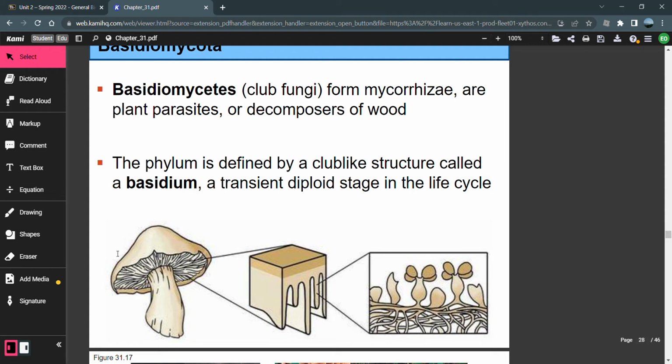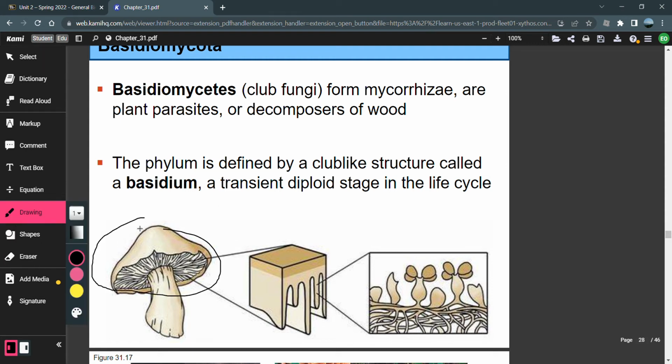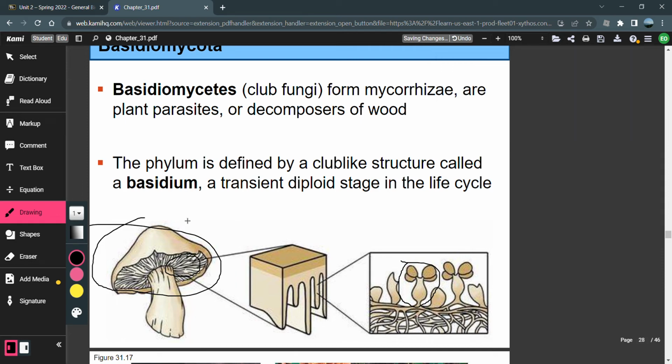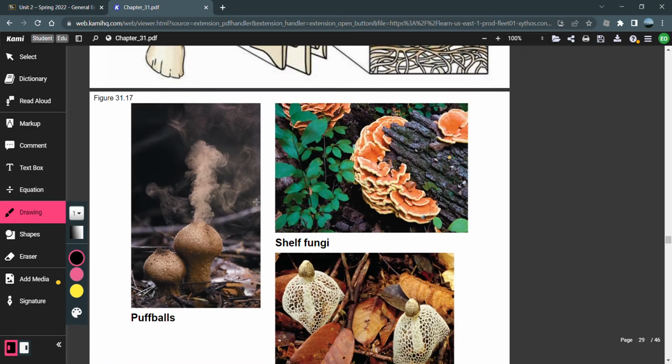So this right here, where my mouse is at, is not the club-like structure. It's what's under it. So the club-like structures right here are what give them their definition. The basidium. So this is the basidium right here. This is not the basidium.